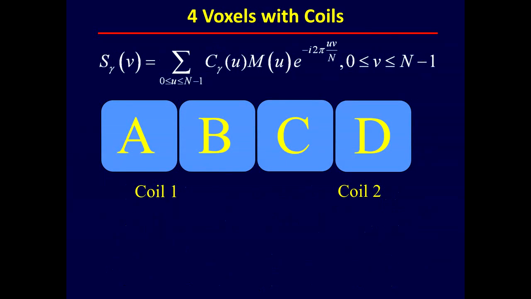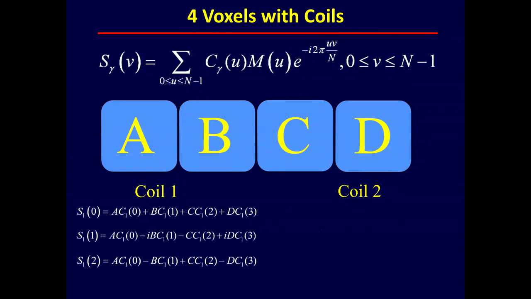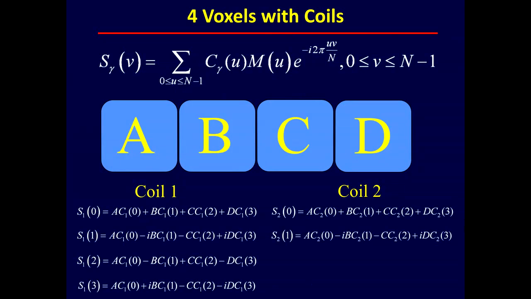Now, it gets a little bit more complicated. You have multiple coils. So all of a sudden, you have a signal from coil 1 and a signal from coil 2. And for each coil, you have these four k-space locations, right? But the signal has to be weighted by the coil sensitivity of that particular coil. So if you look at k-space location 0, for coil 1, it's going to be A, B, C, D, but each one is weighted by the coil sensitivity for that voxel. You then follow the same pattern with the phase shifts here. And you do the same thing for coil number 2. But here, the weighting factor is C2 now, not C1. So these signals are different. Although they are all signal from the same k-space location, the signal is different because the coil sensitivity is different. Okay?